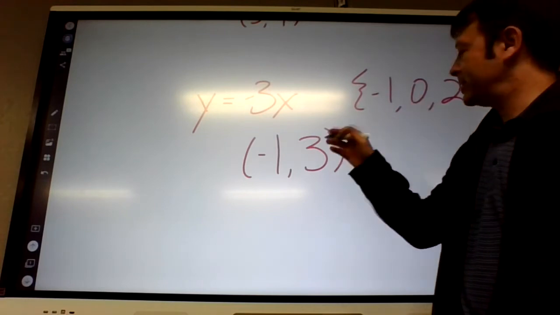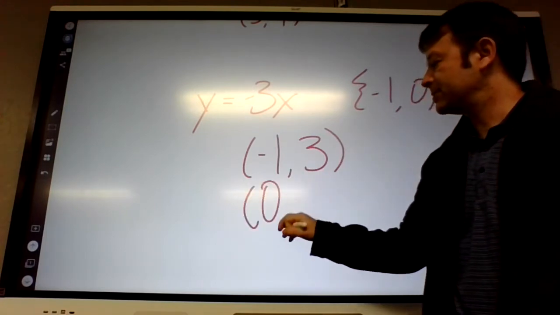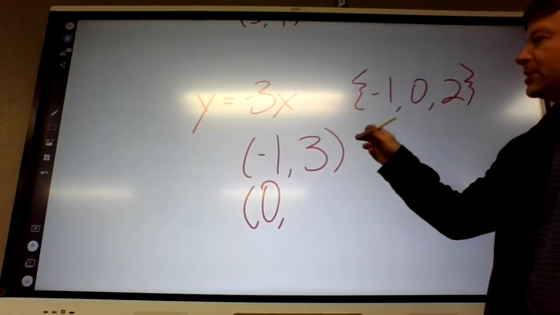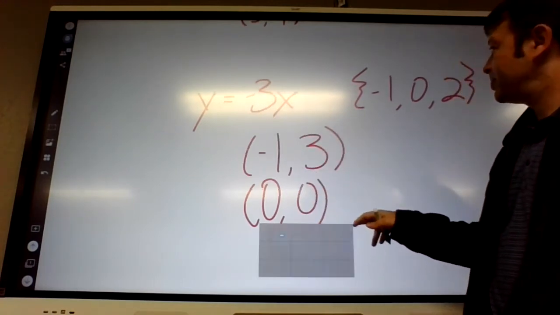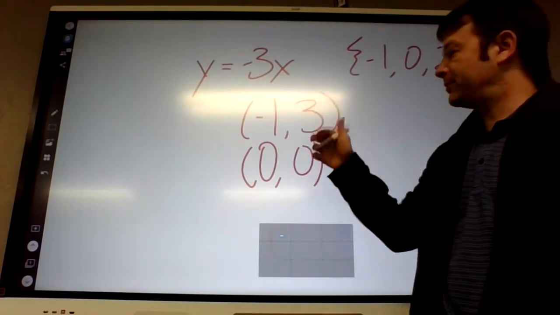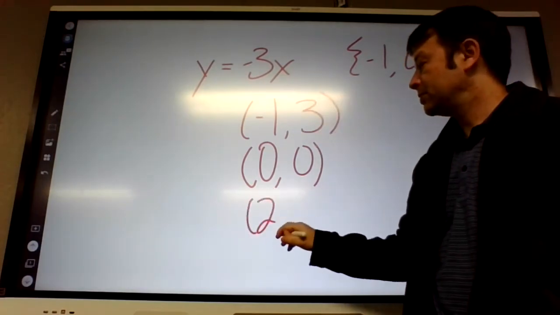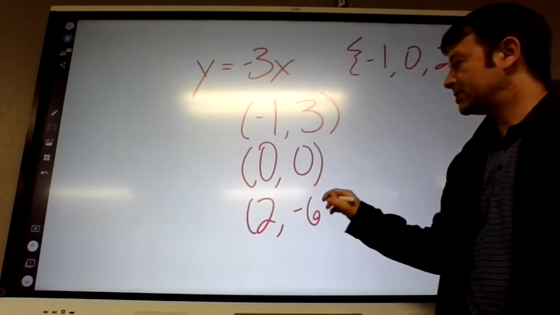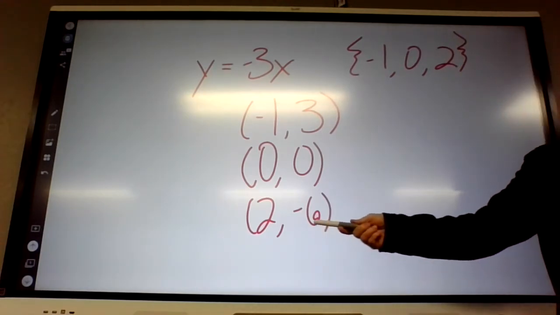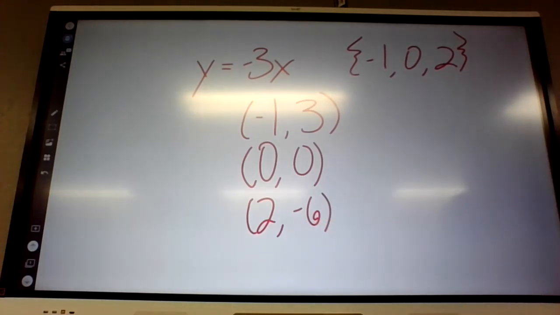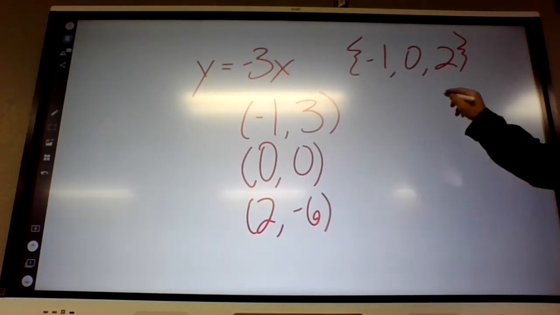Okay, if I plug in 0 for x, I'm using the domain they gave us. What's -3 times 0? 0. If I plug in 2 for x, what's -3 times 2? -6. Okay, so we need to graph those. Now, notice -6 is the lowest point, so you need to make sure your graph can go at least down to -6.